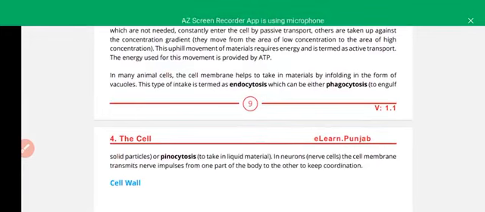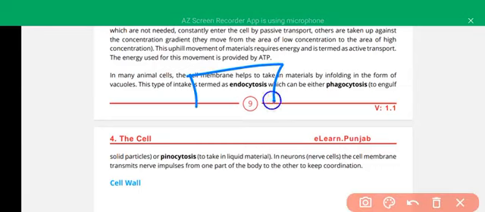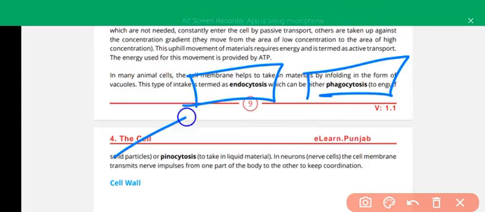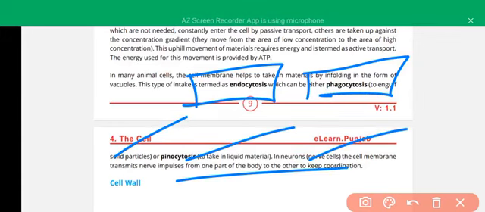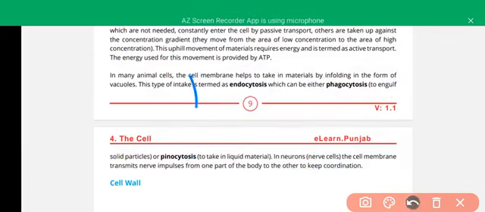In many cells, the membrane helps to take in material by folding in the form of a vacuole, and it is called endocytosis. It is also performed by the cells. Phagocytosis is engulfment of solid particles, and pinocytosis is engulfment of liquid particles. In neurons, the cell membrane is also involved in the transmission of the nerve impulse.